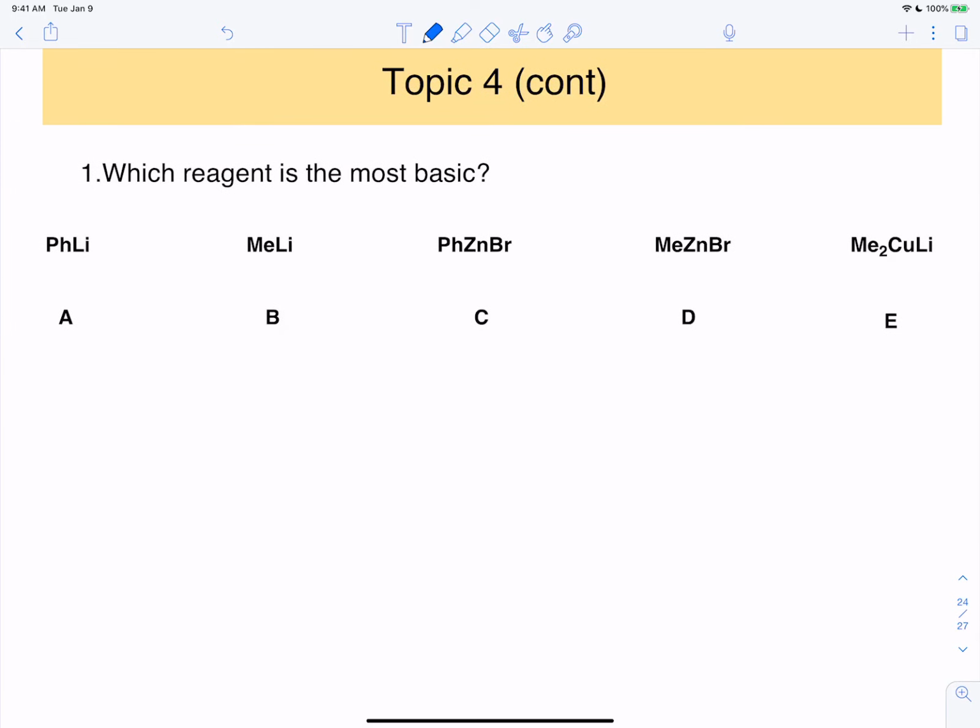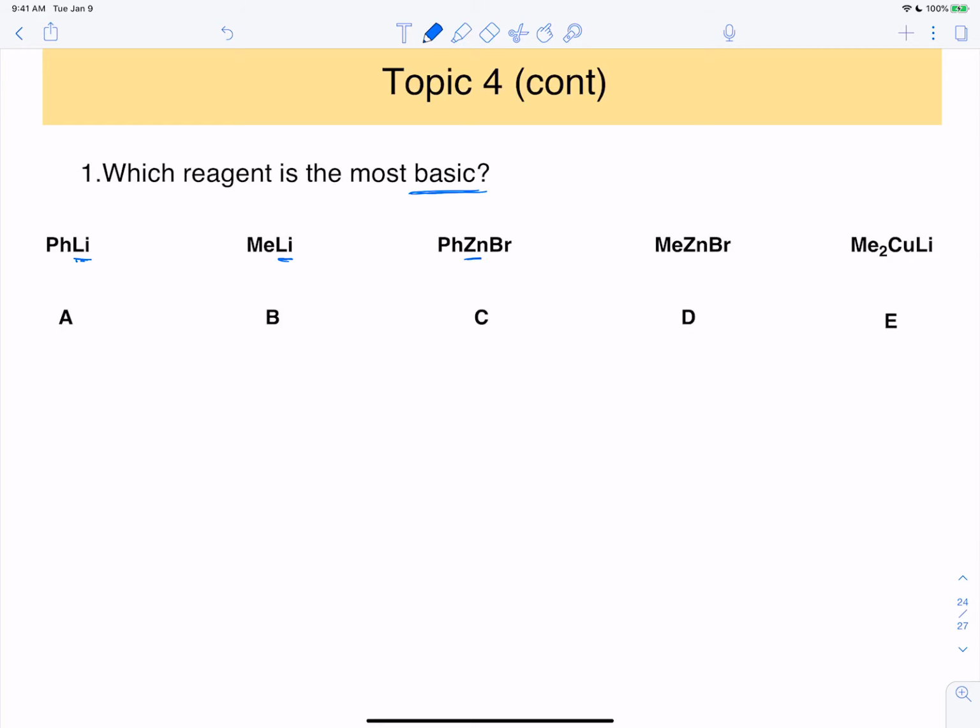Now we're getting into the topic of which reagent is most basic. And this has to do with the nature of different carbon-metal bonds. So the more ionic a carbon-metal bond is, the more basic the carbon will be. That'll make it behave much more like a carbanion. So usually this involves counterions that are going to be on the far left side of the periodic table. So things like lithium and sodium will end up giving you very ionic bonds. So these will end up being the most basic.